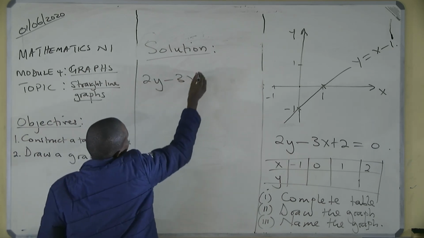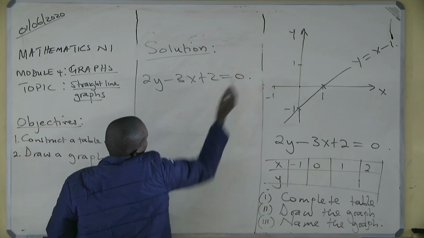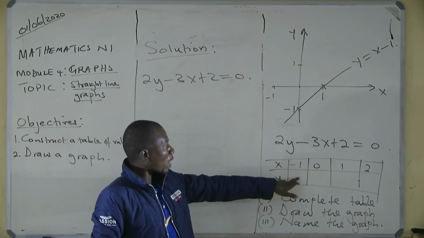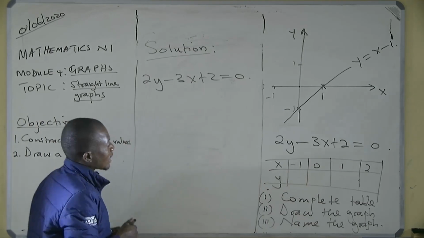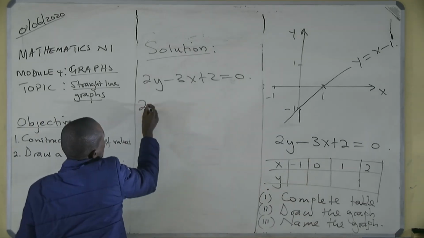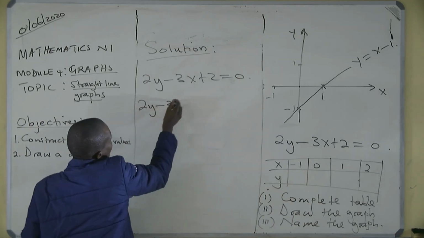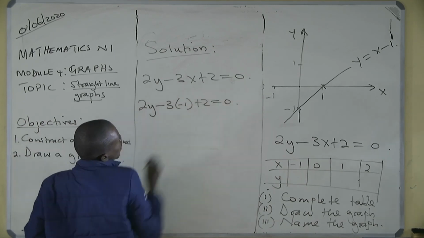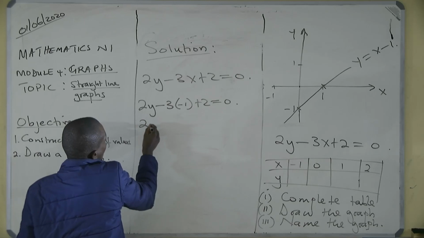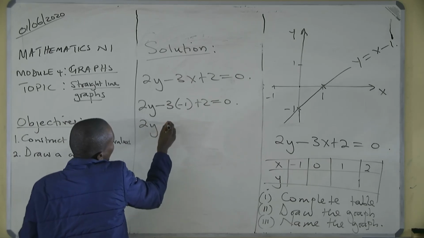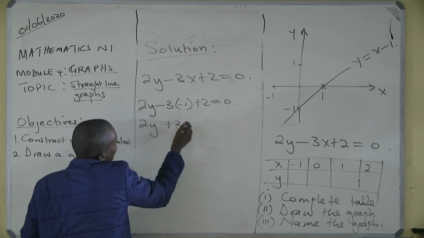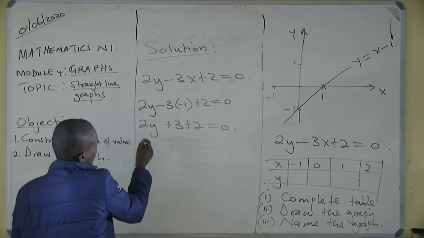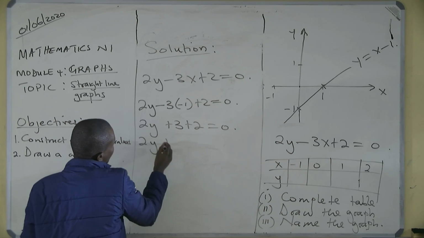Right, our equation is 2y minus 3x plus 2 is equal to 0. Now we want to know what will be the value of y when x is minus 1. So it means 2y minus 3, then you put minus 1, plus 2 equal to 0. So 2y will be plus 3 plus 2, and this will be equal to 0.